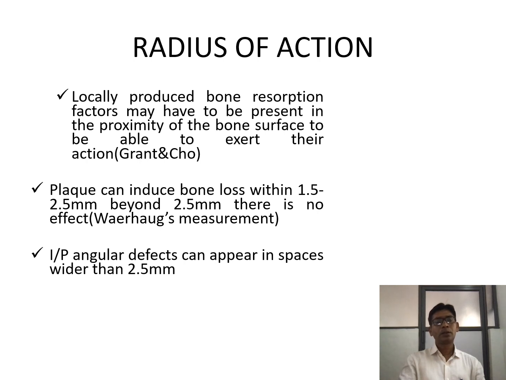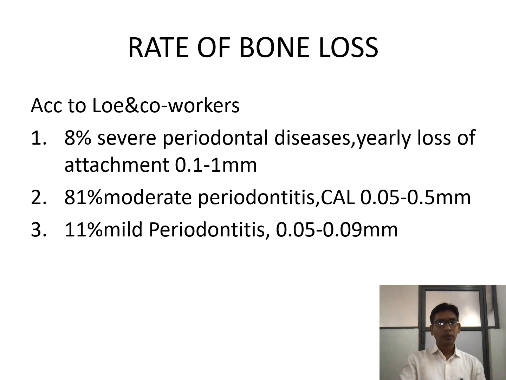This is the concept of your radius of action. It means that within that particular radius there will be destruction of the alveolar bone going on, and if the bony septa is very thin, it will lead to complete loss of alveolar bone, leading to a horizontal defect. If the bony septa is very thick, it will lead to a vertical defect. Now, there is something called the rate of bone loss also.